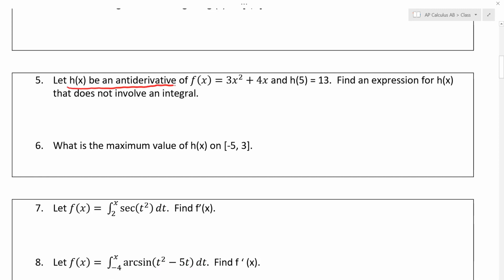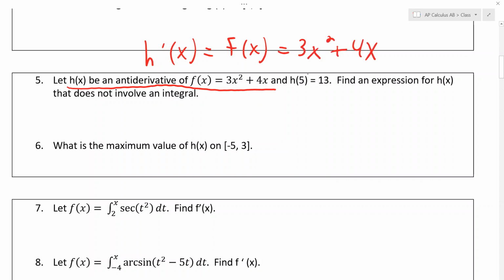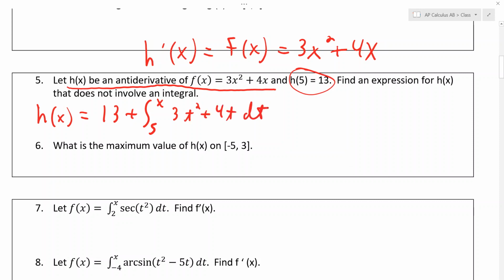Thank you. This is telling us, it's just a fancy way of saying that h prime of x is f of x, which is this. Okay? If you know the derivative and you know one point, you can write a function for that with an integral in it. That's what we've been doing in class. It's this: h of x is equal to 13 plus the integral from 5 to x of 3t squared plus 4t dt. That's our rule.